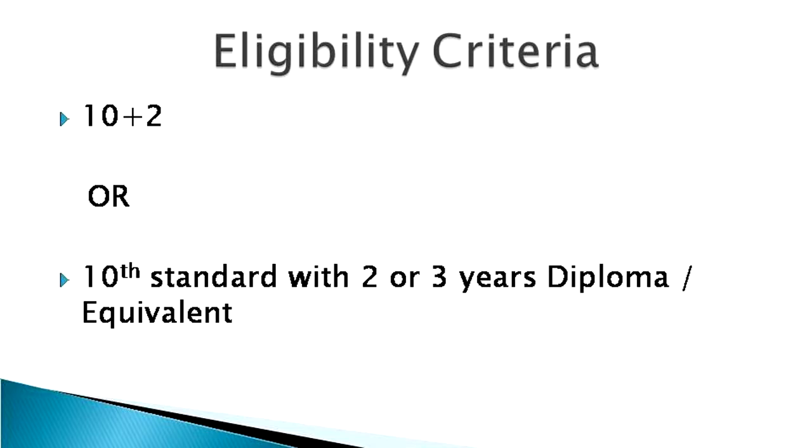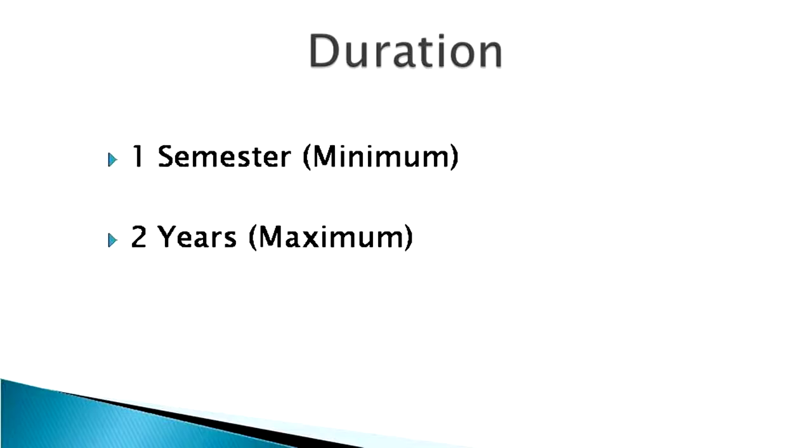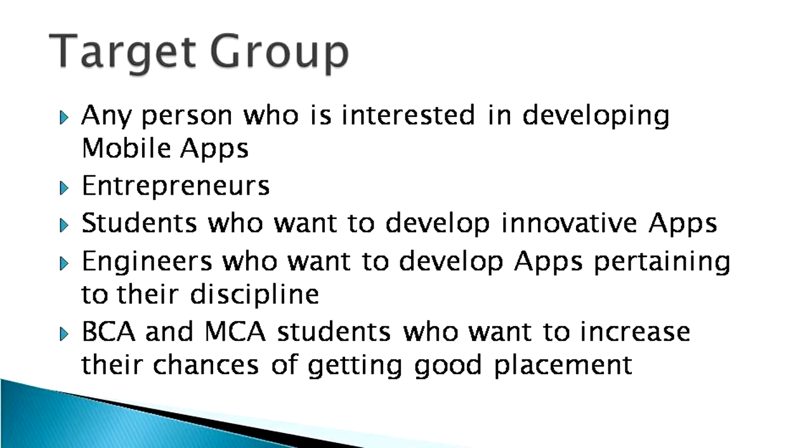You should be a 10+2 pass, or if you are a 10th standard holder, then you should have a 2 or 3 years diploma or equivalent to join this particular program. It is a program of 6 months duration, that is of 1 semester, and you get a maximum of 2 years to complete it. The target group is any person who is interested in developing mobile apps, entrepreneurs, students who want to develop innovative apps, engineers who want to develop apps pertaining to their discipline, and then BCA and MCA students who want to increase their chances of getting good placement.